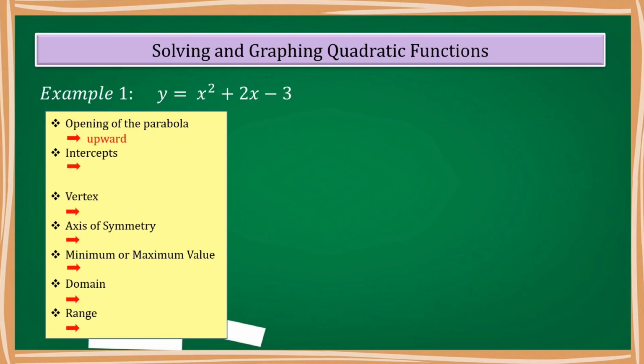Next is intercept. For y-intercept, we let x equals 0. So, ibig sabihin, lahat ng x magiging 0. We have y equals 0 squared plus 2 times 0 minus 3. Then y equals 0 plus 0 minus 3. The result is negative 3. For y-intercept, we have point 0, negative 3.